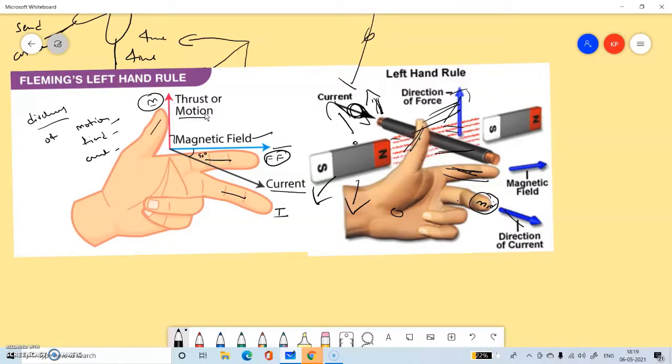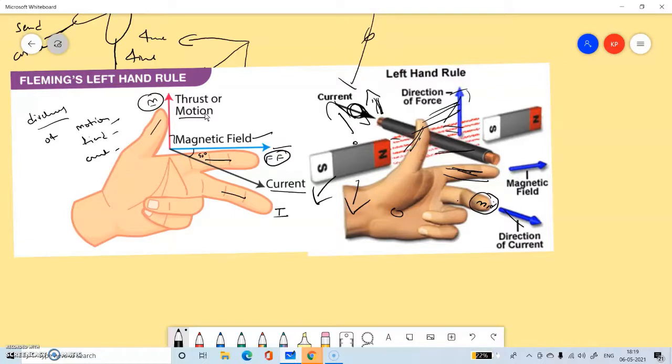For example, if the current in the conductor is reversed, that means if the direction of the current is reversed, keeping the direction of the magnetic field unchanged, that means the magnetic field direction is not changing but the direction of the current has changed, then what happens? The direction of the force will also change, right? So keeping the direction of the magnetic field unchanged, if the current direction is reversed, the direction of the force will also reverse.